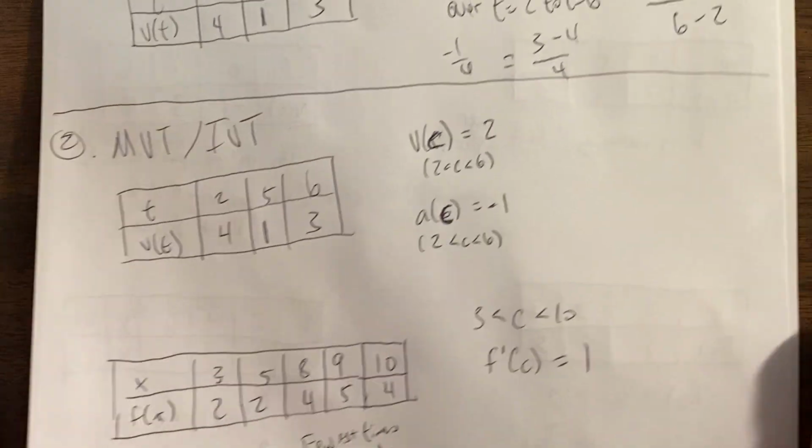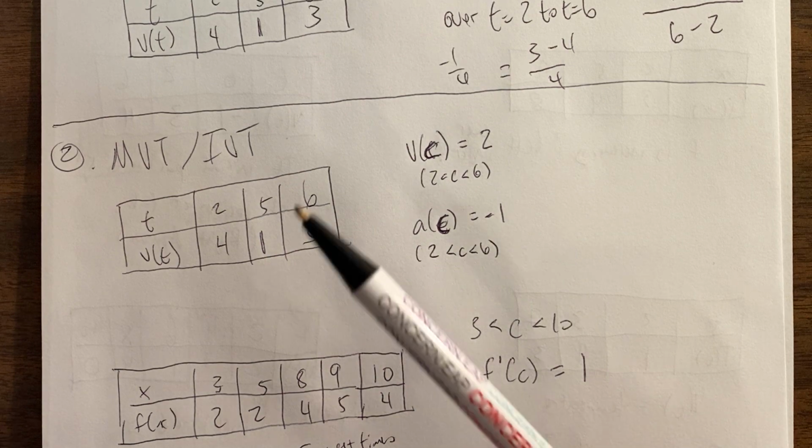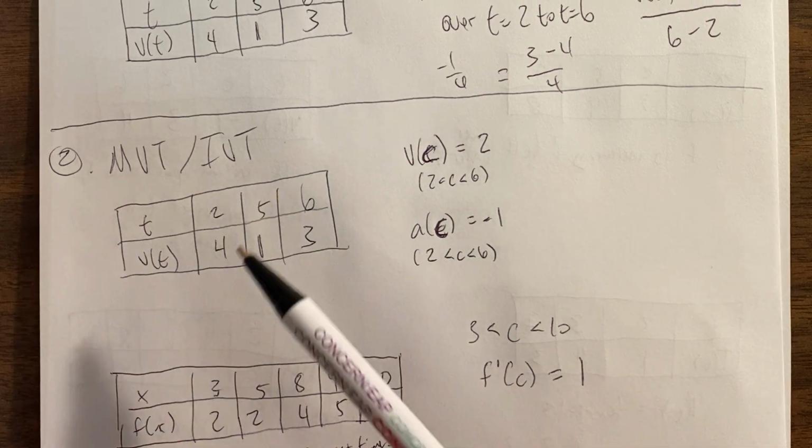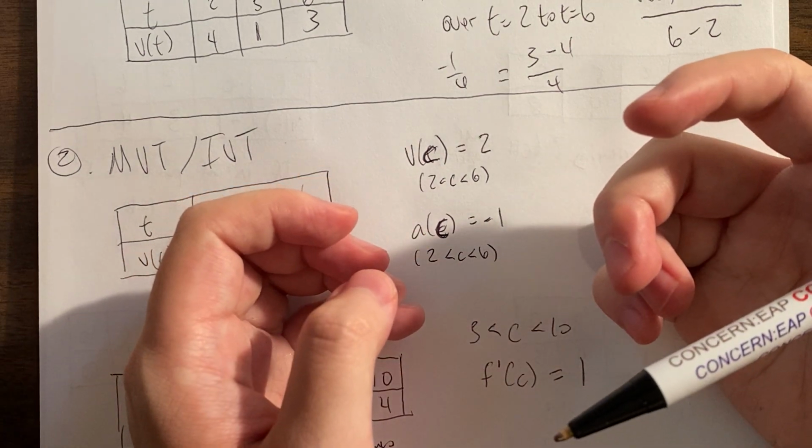The second thing that is commonly asked in table free response questions is MVT, IVT. And why is that? Well, you have a table, so it's pretty easy to show values exist in certain things like that. So keep in mind, when do you use MVT, IVT? Well, it's when you have a really weirdly worded question.